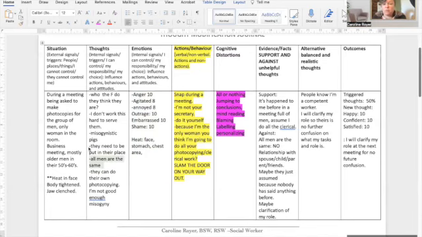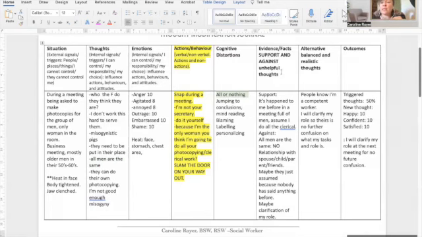All men are the same, right? That's an all or nothing statement. So this is an all or nothing statement. All men are the same. Jumping to conclusions. Mind reading. Maybe they just weren't aware because this is the pattern that they've had in every single meeting. Labeling and personalizing it to yourself.